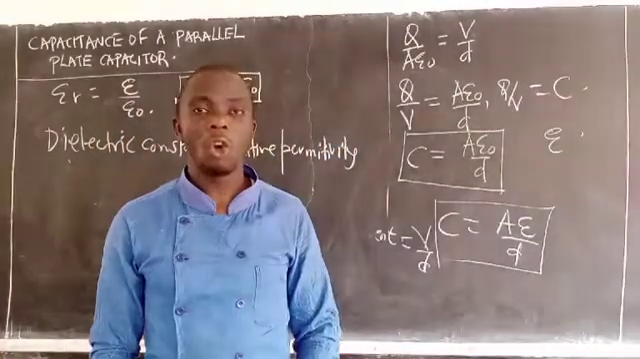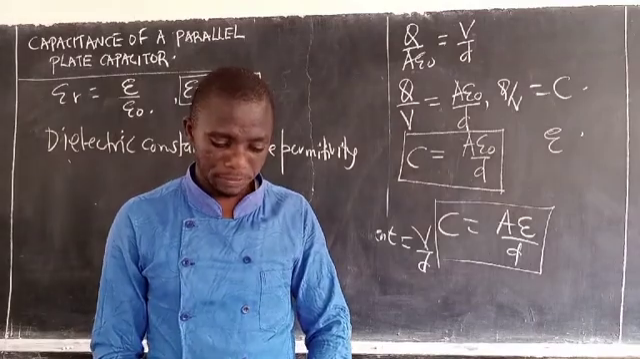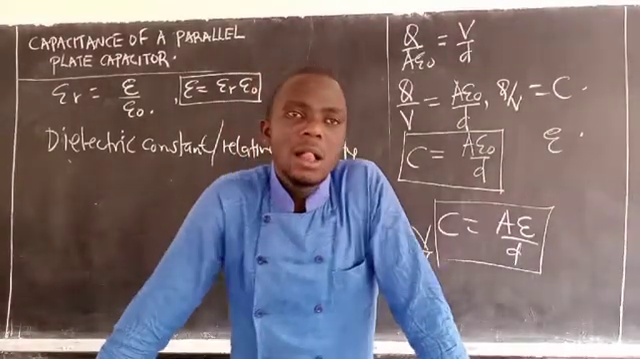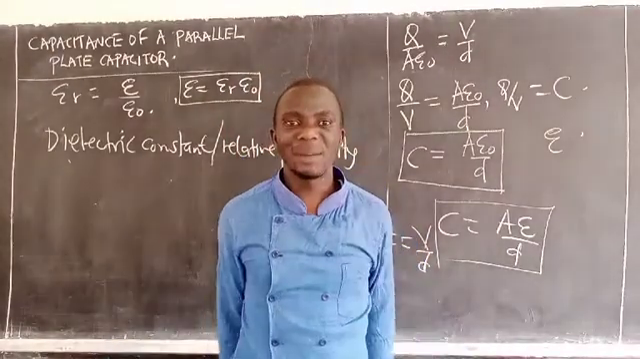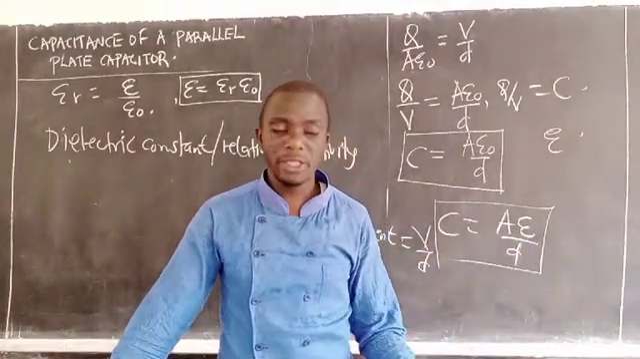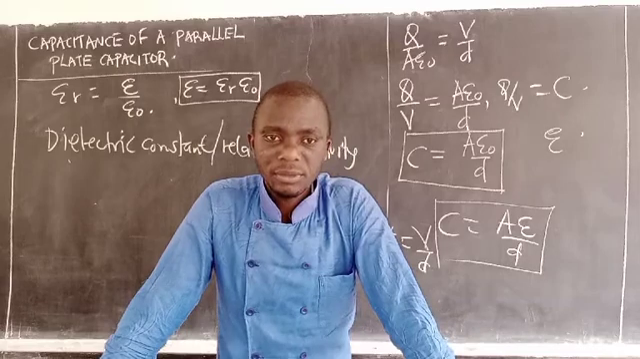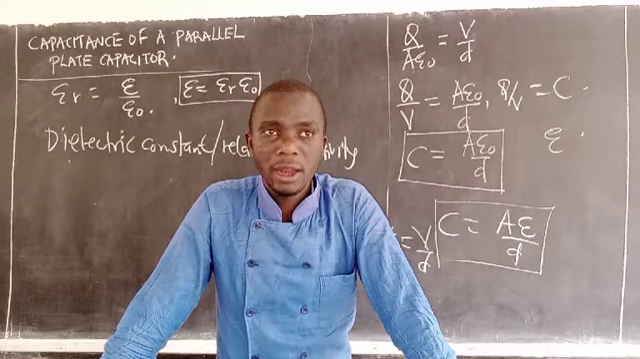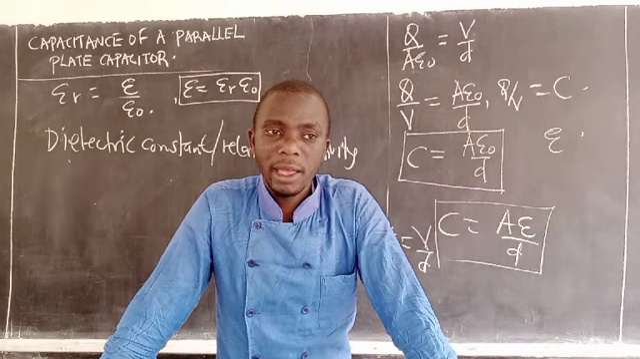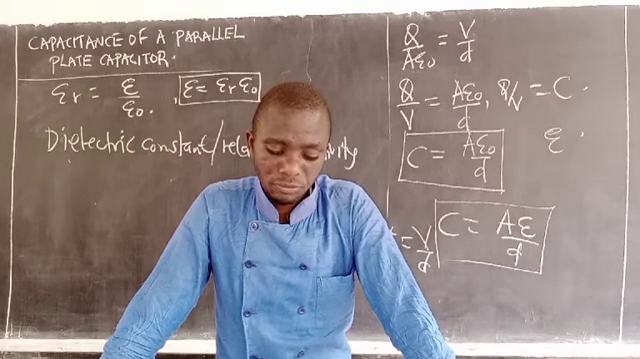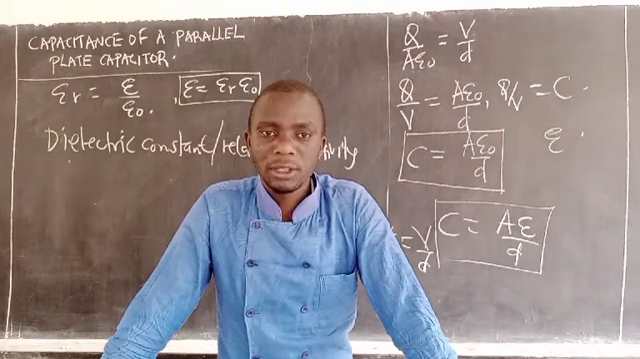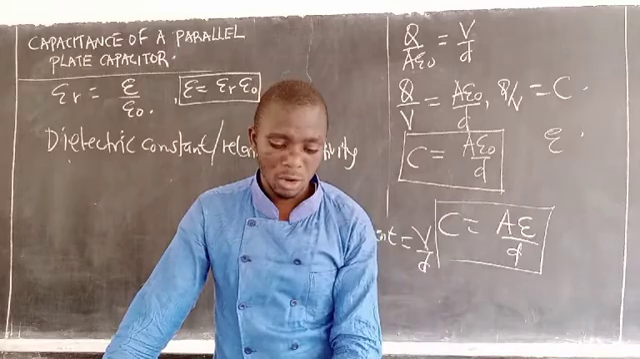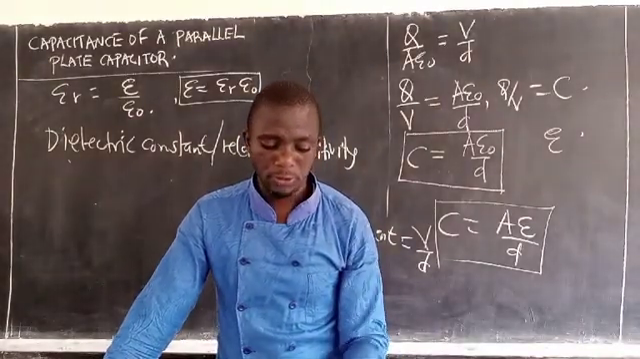Dielectric constant, or what you call relative permittivity, is the ratio of the capacitance of a capacitor fed with the dielectric to the capacitance of the same capacitor when fed with air or vacuum. The ratio of the capacitance of a capacitor fed with the dielectric to the capacitance of the same capacitor fed with air or vacuum.